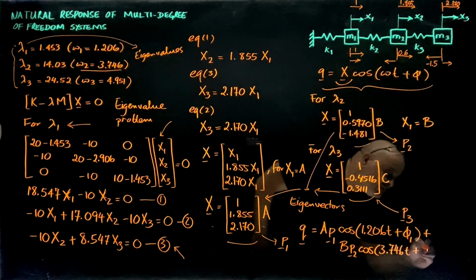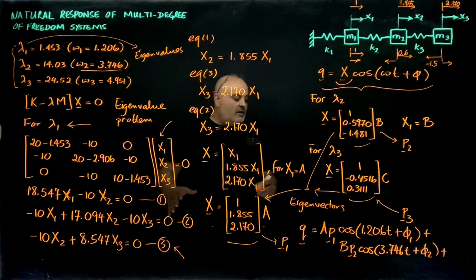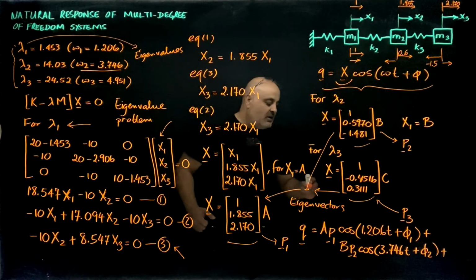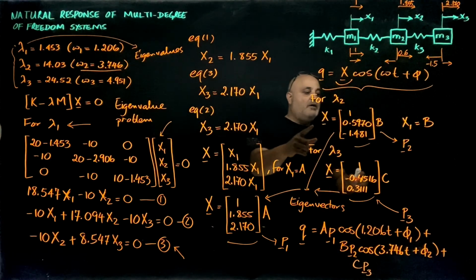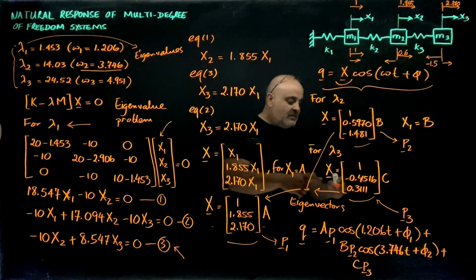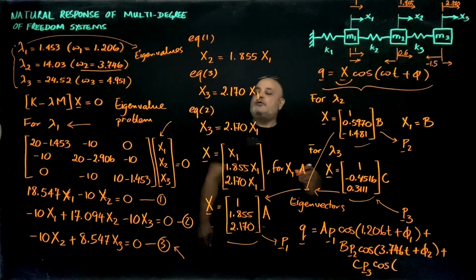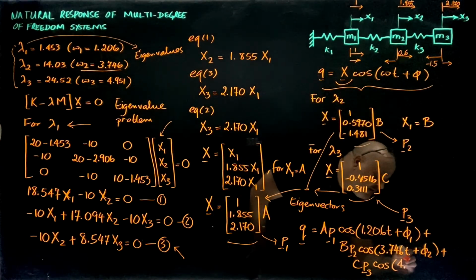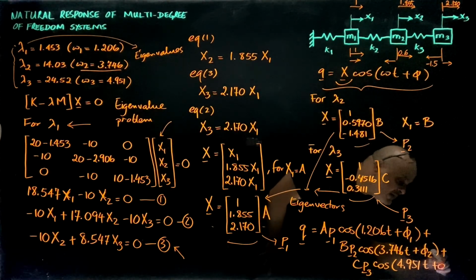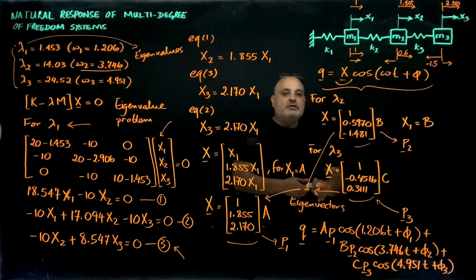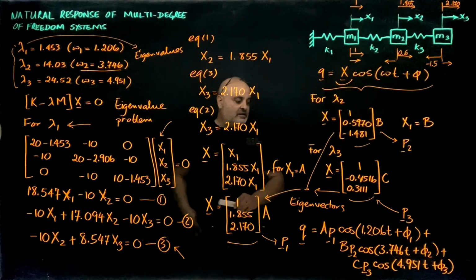t plus phase angle phi2 associated with omega 2, and C P3 right here times cosine the third frequency, which is 4.951 t plus phase angle phi3. So this is the most general form of the natural response of this system.